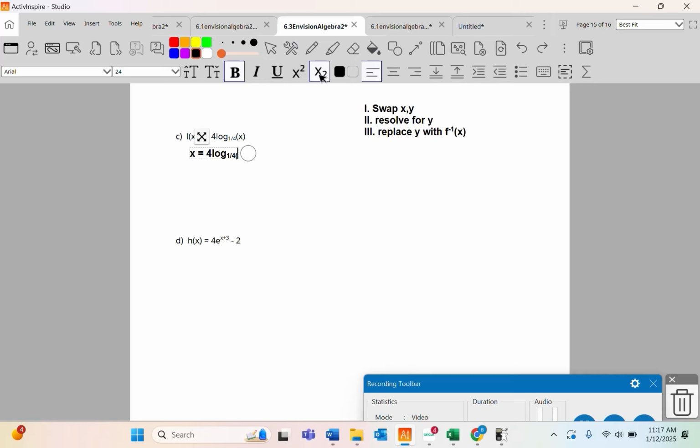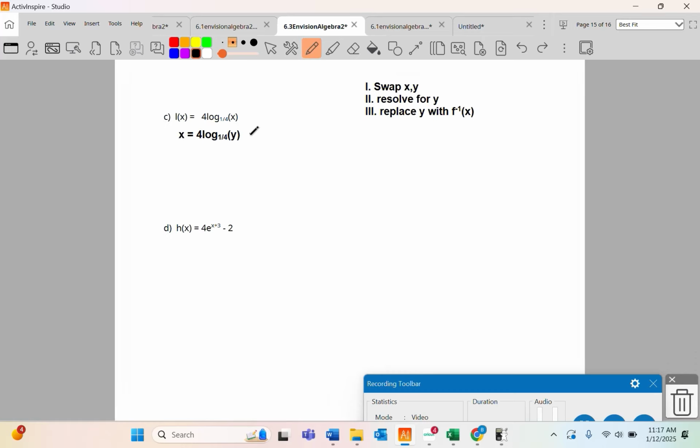And we're going to do what's called exponentiating this equation. When you convert from a logarithm into an exponential expression, you're doing something called exponentiating.